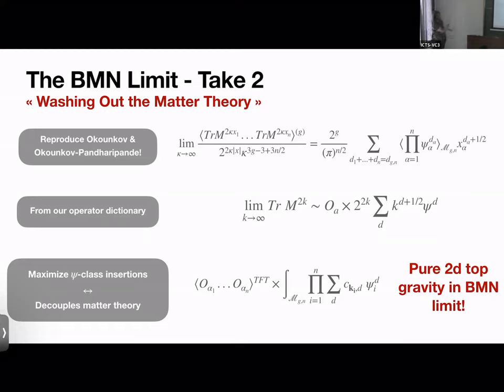It's one of those rare times in life where the factors of pi and 2 to the g all just line up. This never works the first time, but it all worked on the first time. So that was very nice. Roughly, what goes into that is the fact that you can take this operator dictionary and just take the limit directly. That's why it's a simple thing. Physically, what's going on is that the matter part of the theory decouples from the gravity on the worldsheet, and that ends up reproducing this nice result.